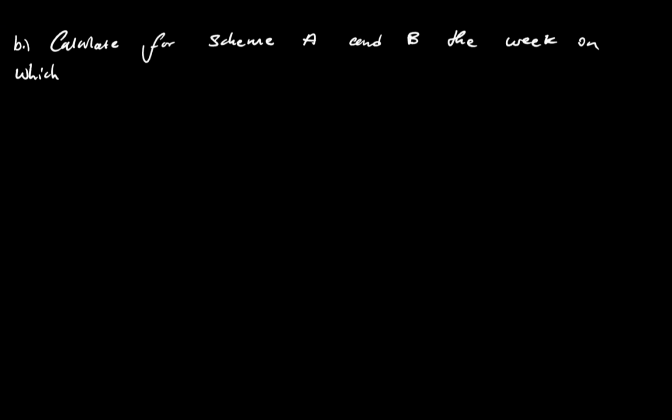Now, say that we are told to calculate, for scheme A and B, the week in which production first exceeds 8,000. All right, let's solve this.